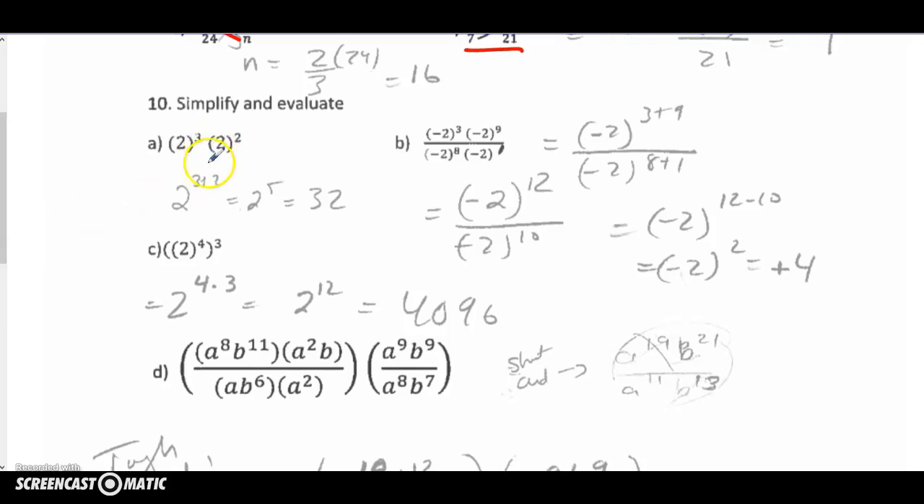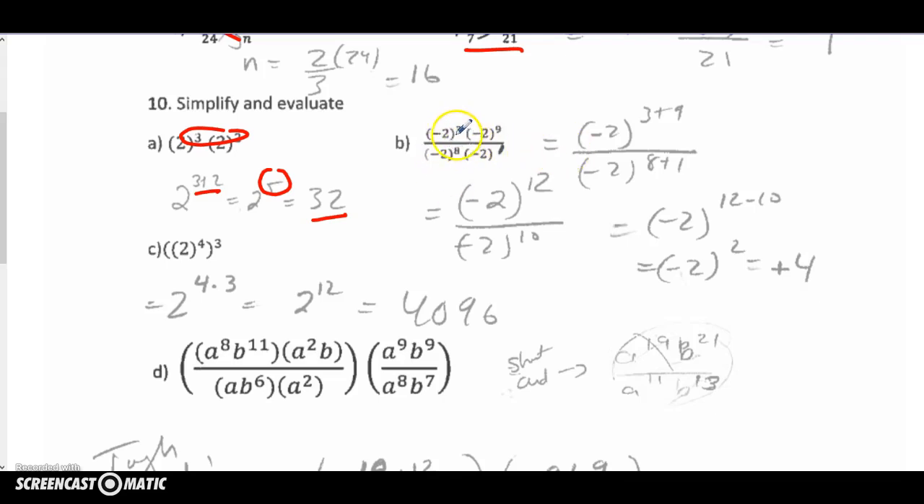Simplify and evaluate. Okay, so here we're just going to simplify and then evaluate. So we'll make this one sign, or one exponent, and then find out what it is. So that's 3 plus 2, because we're multiplying. You add the exponents, you get 5, and then throw them in the calculator, 32.